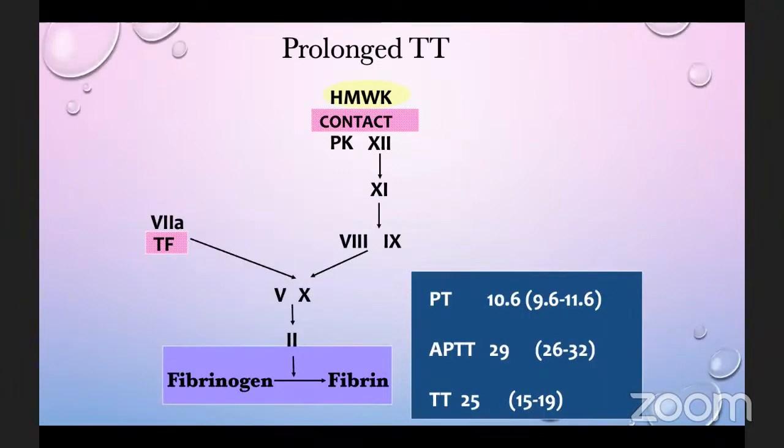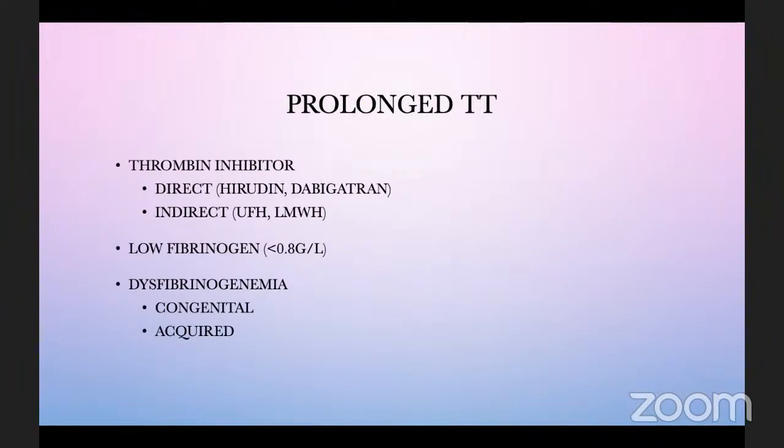How about prolonged thrombin time? Thrombin time is essentially the time taken for fibrinogen to convert to fibrin. And most often than not, it is just dependent on your fibrinogen per se. But having said that, it could also be due to the presence of an inhibitor, either direct or indirect, low fibrinogen level, or dysfibrinogenemia. So essentially, mainly fibrinogen, whatever affects the content of your fibrinogen.